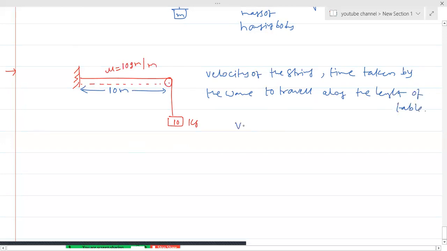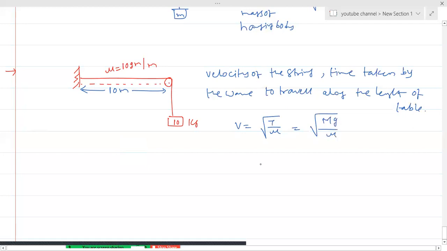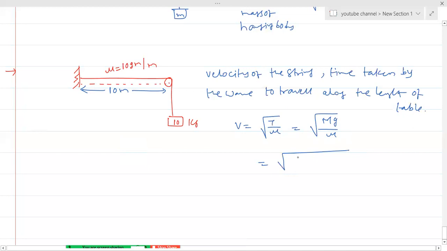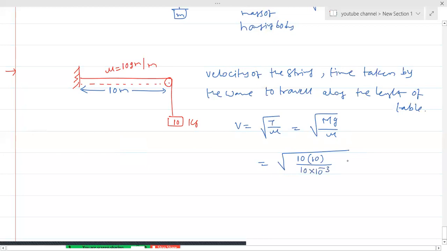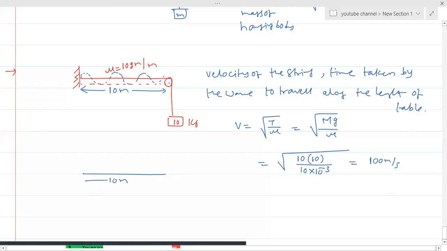So first we will find out the velocity of the wave, V equivalent to root over T by mu. So tension is nothing but the hanging load, by mu. So that is equivalent to root of mg, which means 10 into g, we are taking 10, and mu is 10 gram per meter, 10 into 10 power minus 3. So finally, we are going to have 100 meter per second. That is the velocity. So the wave is traveling this 10-meter distance with a velocity of 100 meter per second.